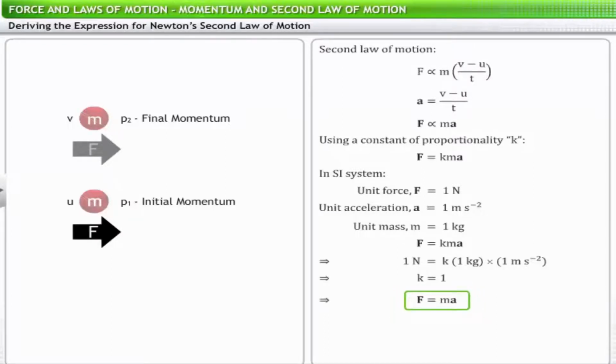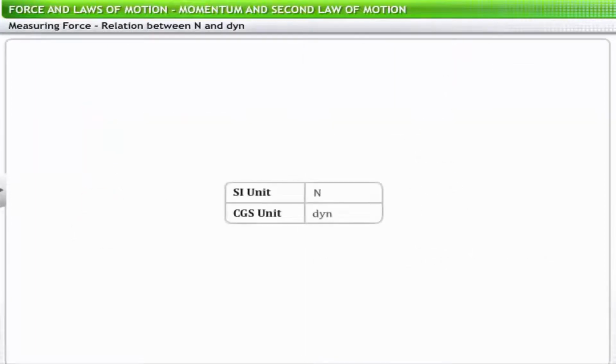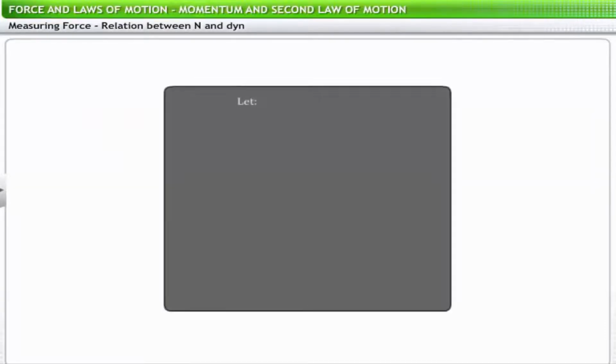Therefore, according to the second law of motion, you can express the force applied as the product of mass and acceleration of the body. Using the expression for the second law of motion, we can define the relationship between the SI unit of force, Newton, and the CGS unit, dyne. Consider unit values for force, mass, and acceleration of an object, and substitute these values in the expression F equals ma.